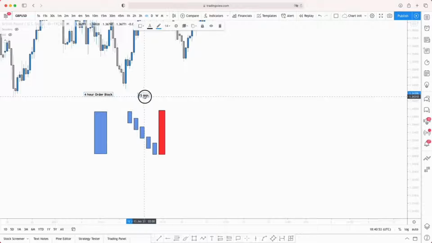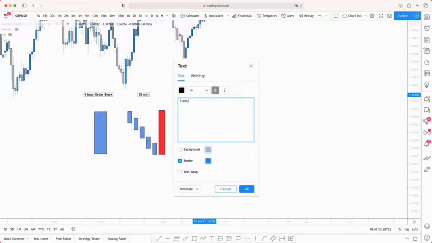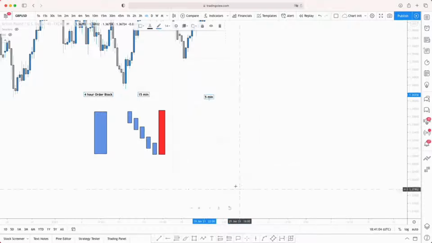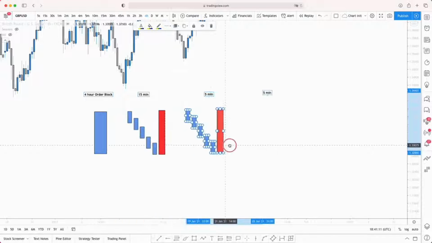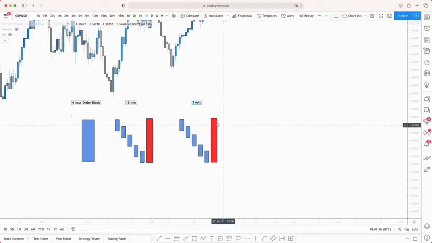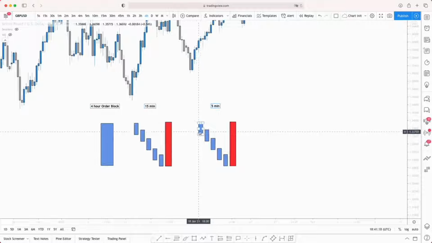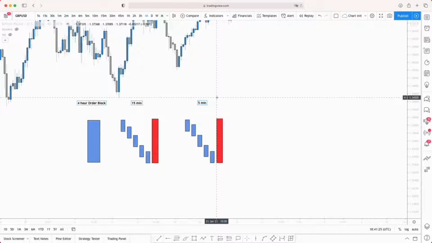Okay, and then within that, within the 5-minute time frame, for example, we have this happening again, right? Probably even more candles. Well, there will be more candles. What am I trying to say here?